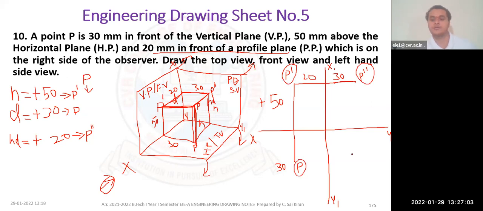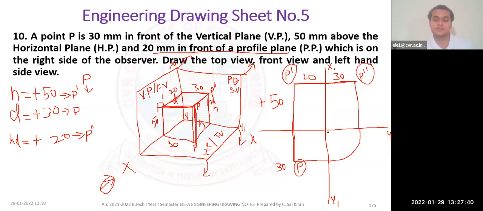Already my front view and side view are joined, and my front view and top view are joined. If I want to join my top view and side view, I have to extend this distance. I have to draw the vertical line, and from here draw the horizontal line. Then measure this distance with a compass, keep the pointer here, with radius 30, and join this with the compass.